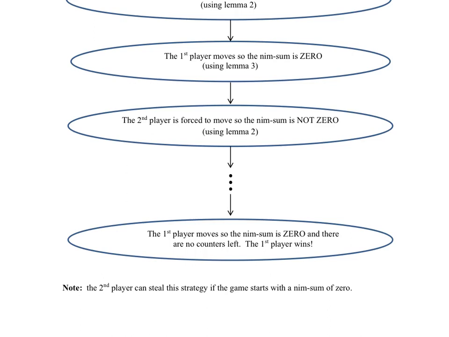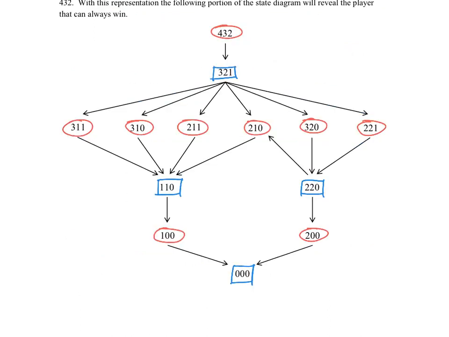So how about we put this into practice? Let's go back to the very first game that we played, and we analyzed it with a state diagram. There's a 4-3-2 game. And let's try to see how this theorem fits in with that state diagram.